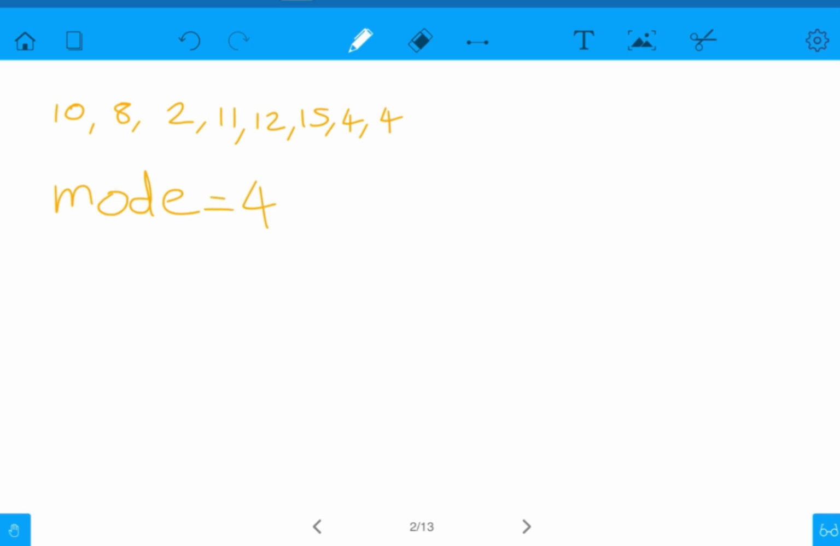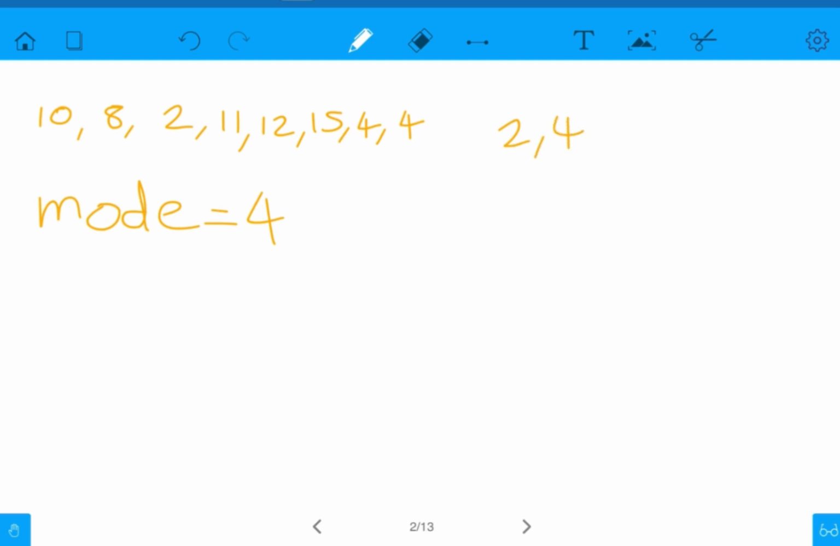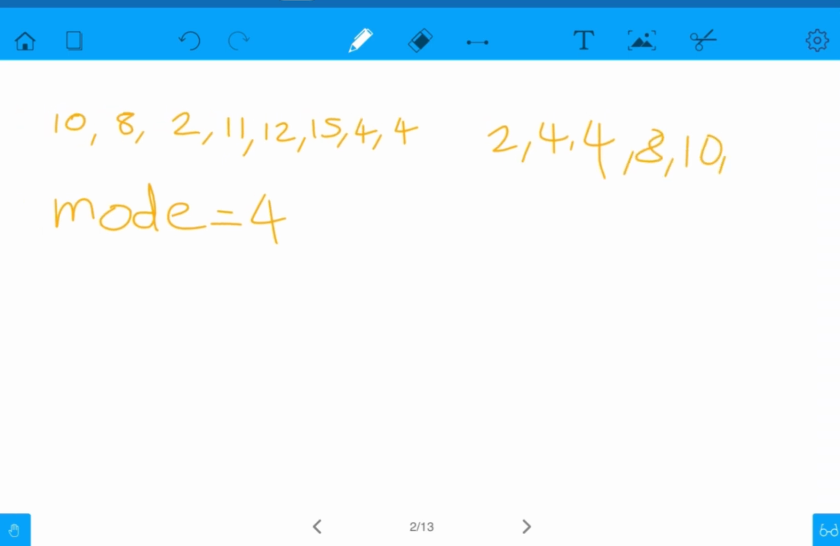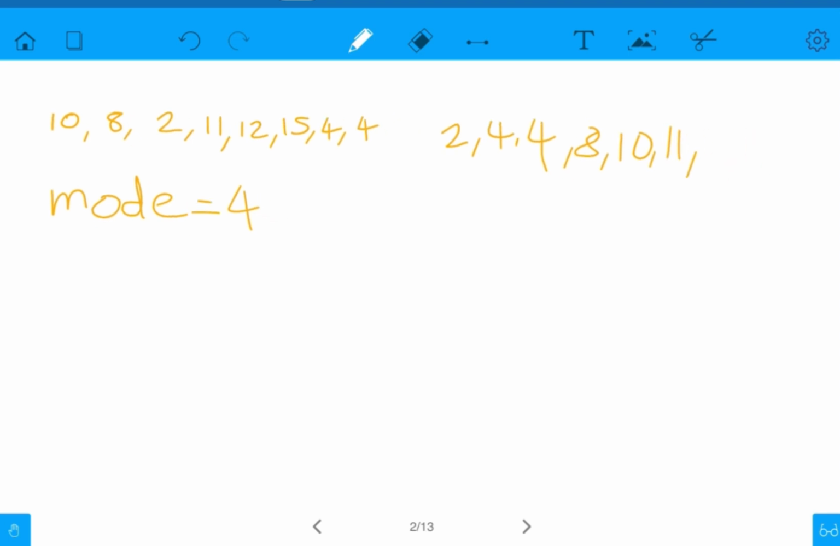The median is the middle number when we arrange the numbers in ascending order. So 2, 4, 4, 8, 10, 11, 12, 15. So the median will be between 8 and 10, so that's 9.